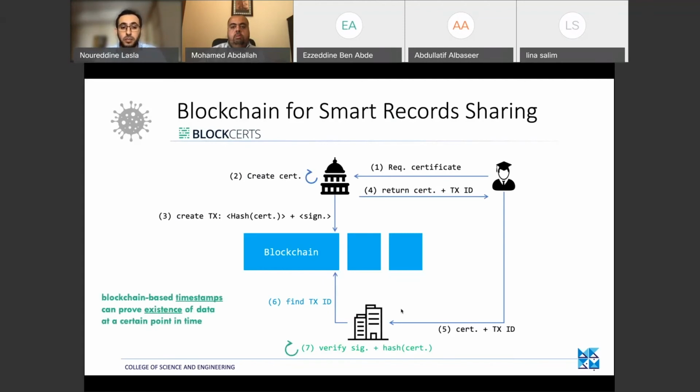In addition, blockchain has a very important property, which is time-stamping, which can prove the existence of specific data at a specific point in time. For example, if the student graduated in 2015, the company can really check that that record has been added to the blockchain at exactly that year.